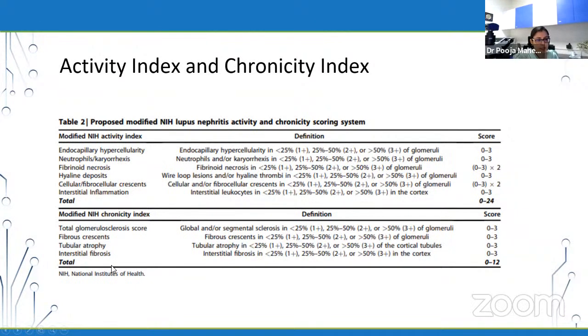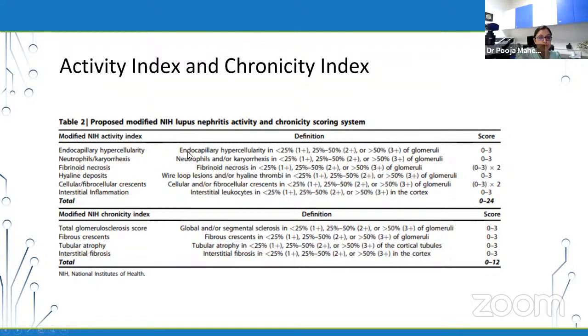Coming to chronicity indices, that is the total glomerulosclerosis score. There are 4 parameters: sclerosis, fibrous crescent, tubular atrophy, and interstitial fibrosis. Again 0 to 3 scoring is done, and there is no multiplication by 2. So the total score comes to 12. There should be an idea of all these parameters, and whenever we see a biopsy, you have to count all the glomeruli and see all the parameters. So that way it becomes difficult.